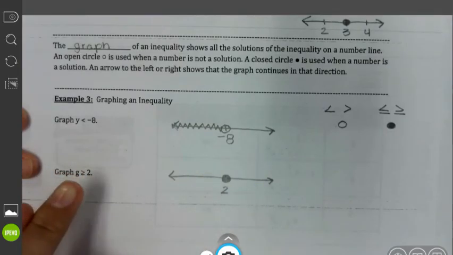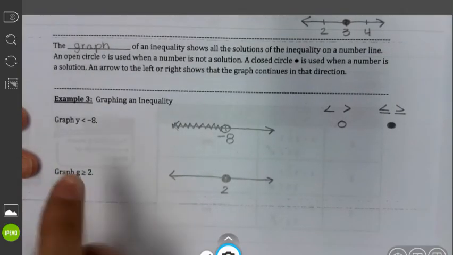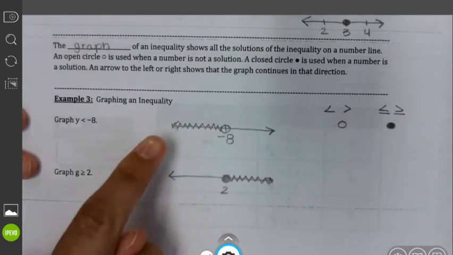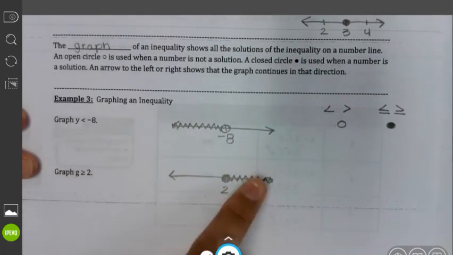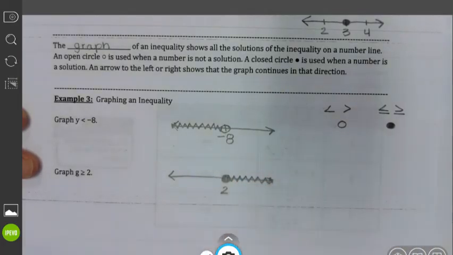And then G is also greater than 2. So we want numbers bigger than 2, like 3 or 4. So I'm going to shade towards the right to represent that. I want you to notice that I am also shading over the arrow on my number line to show that it goes on forever. We just don't have the ability to actually draw that.